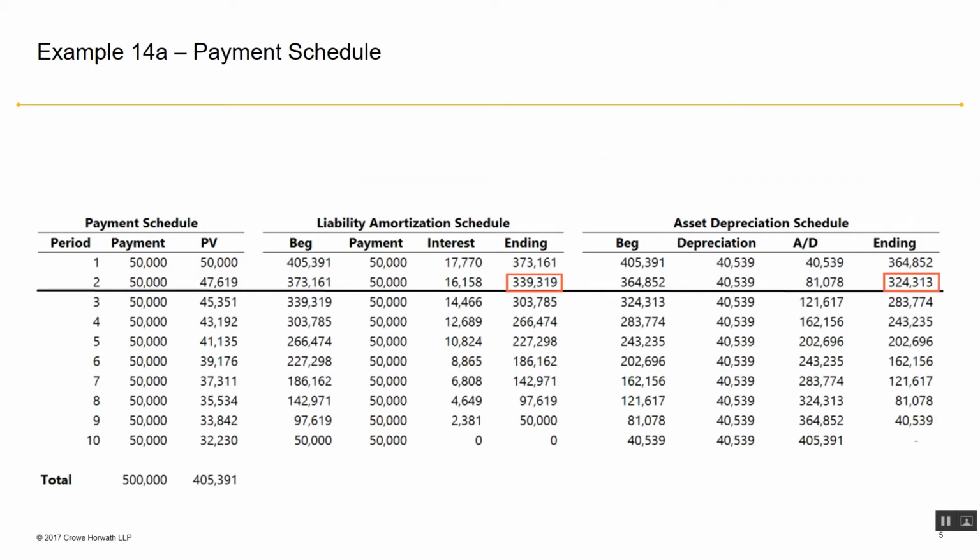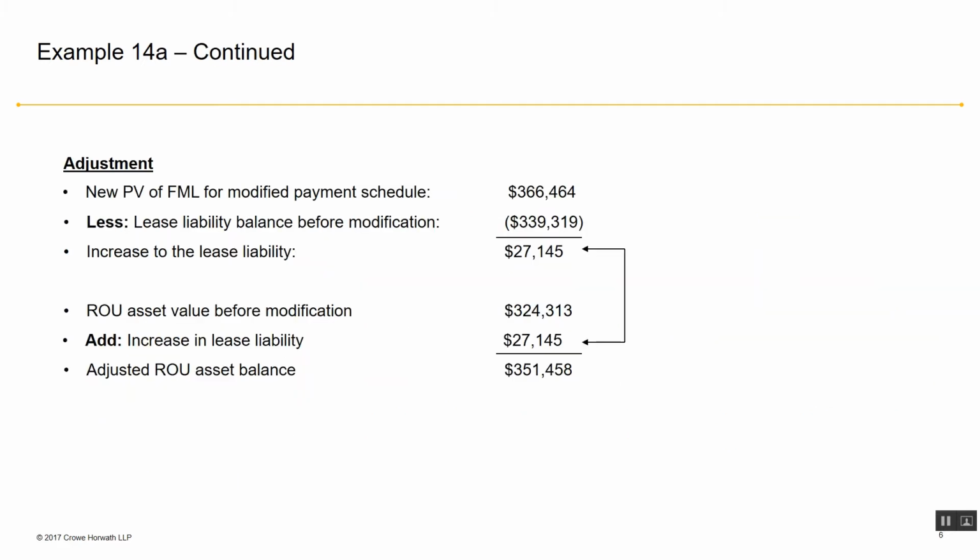And to remind you of the values before the lease adjustment, the ending balance after the second year of our liability amortization schedule, the carrying value of our liability is $339,319, and the carrying value of our right-of-use asset is $324,313. So this is how we came to the adjustment.